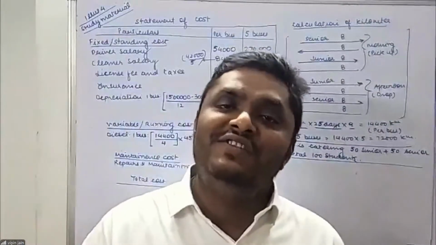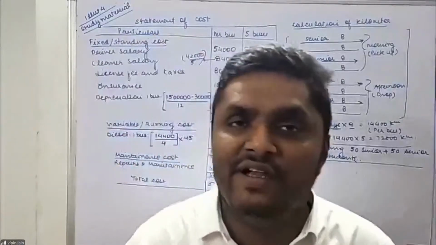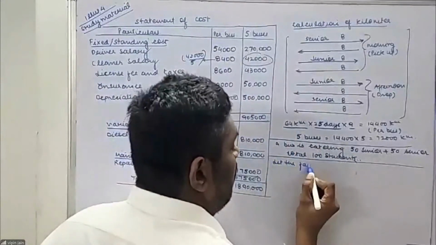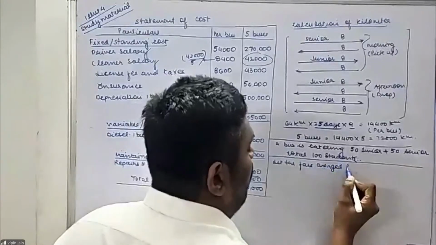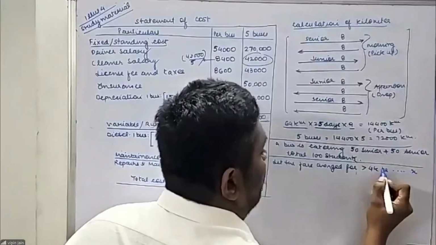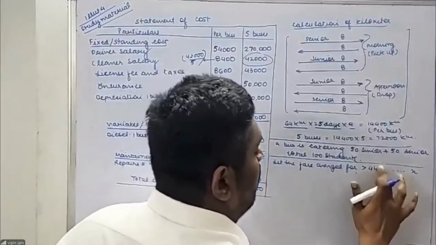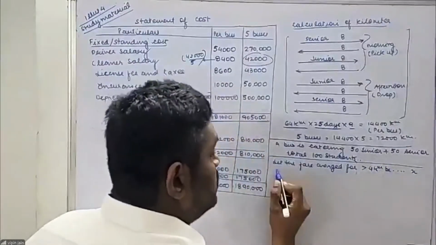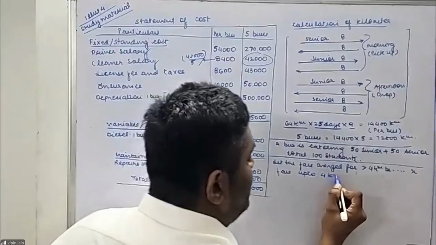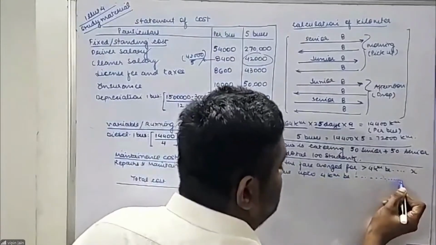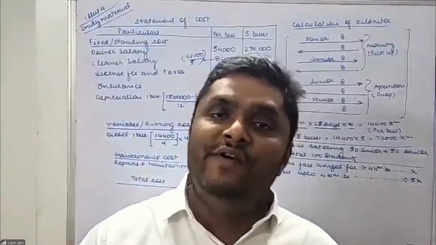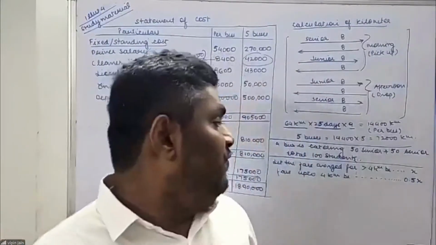Now let the fare charged for more than 4 kilometers be X. So the fare for up to 4 kilometers, half fare will be charged. So 0.5x. The fare charged for more than 4 kilometers is X, then for up to 4 kilometers it will be 0.5x.